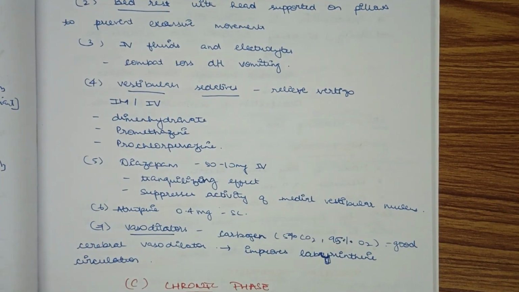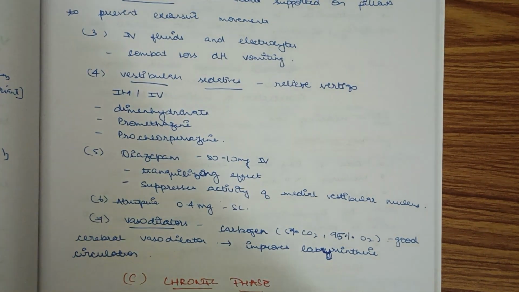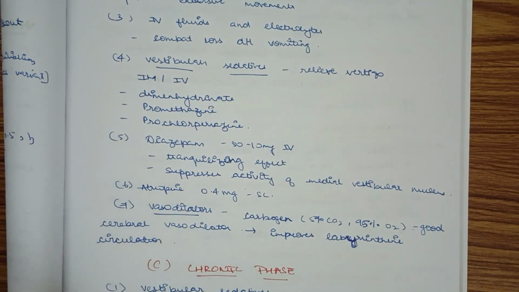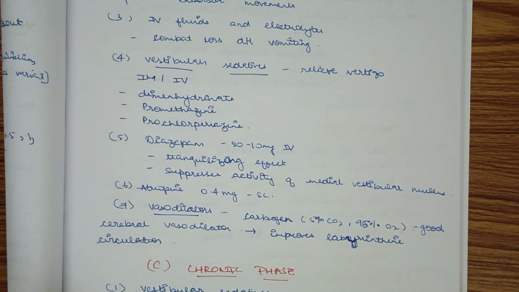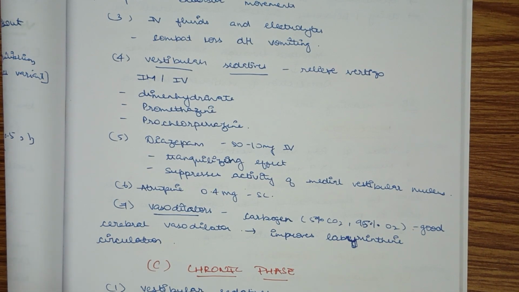Vestibular sedatives must be given to relieve vertigo in case of acute attack. It is given either intramuscularly or intravenously. So in this, either dimenhydrinate or promethazine or prochlorperazine can be given. Or diazepam must be given 50 to 100 milligram IV. It has a tranquilizing effect and suppresses the activity of the medial vestibular nucleus.